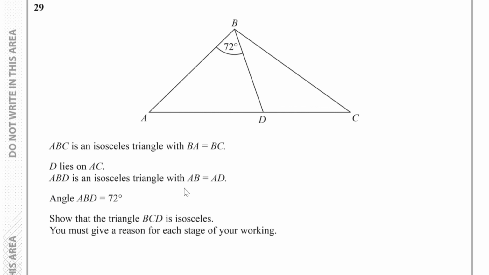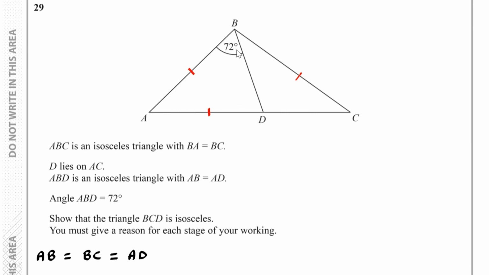So, what we know is if BA, which is the same as AB, equals BC and AD, that means AB equals BC, which equals AD. So what this actually means is this is equal to this, which is equal to this.